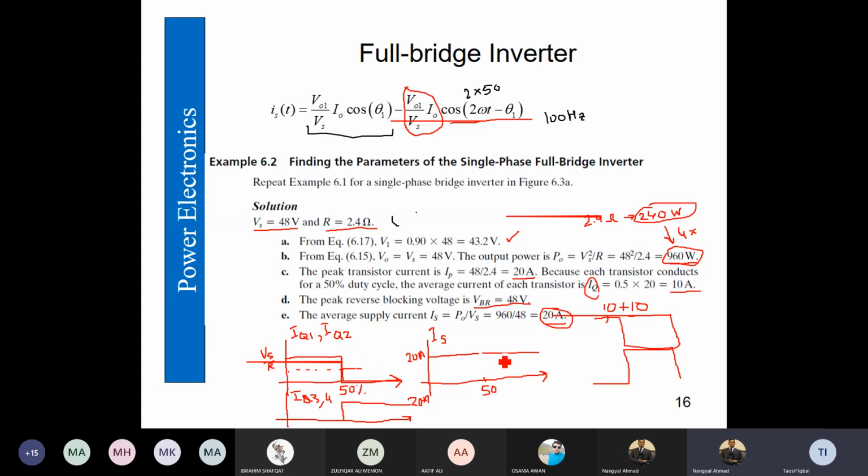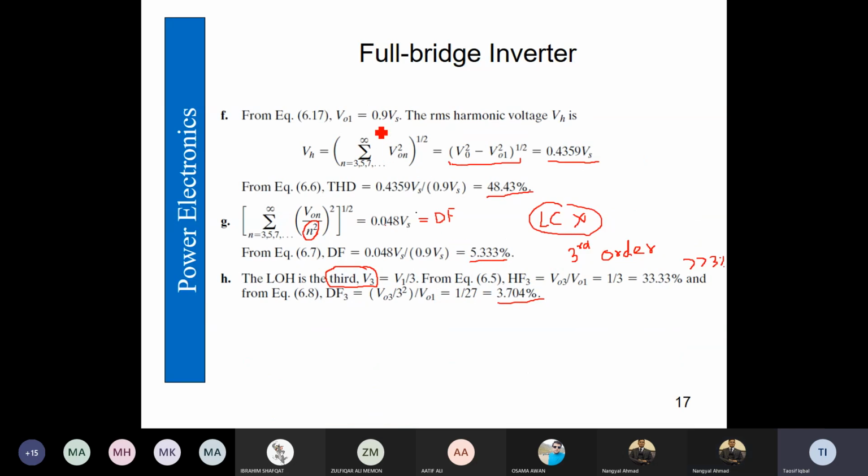Okay? Because supply is continuously providing the average current for both positive and negative cycle. ठीक है, तो सप्लाई करंट क्या प्रोवाइड कर रही है? सप्लाई करंट तो 20 एम्पेयर्स प्रोवाइड कर रही है. ठीक है, इसका हम जब एवरेज लेते हैं तो that comes out to be 10 amperes for transistor current, but supply is supplying 20 amperes in both cycles, so therefore the supply current is twice of the average transistor current. Hope that is clear.